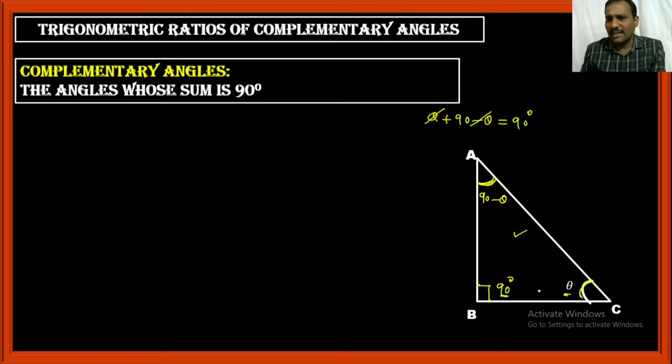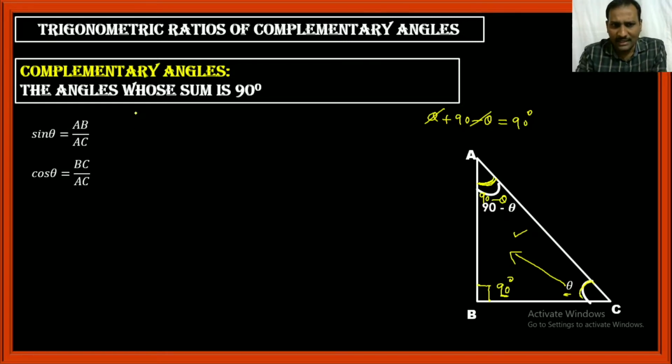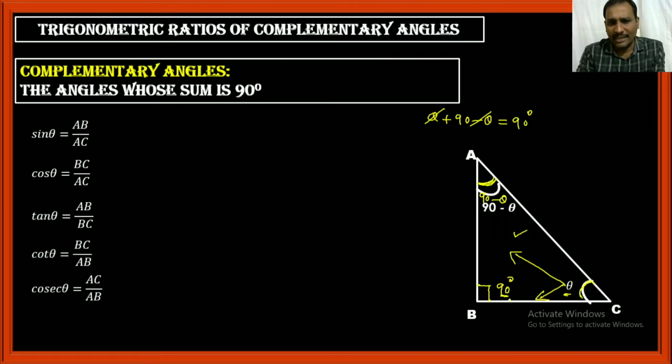Now let us define all the trigonometric ratios with respect to theta. What is the opposite side to theta? Let us define sine theta first. What is sine theta? AB by AC, that is opposite by hypotenuse. Similarly cos theta is adjacent side by hypotenuse. What is the adjacent side to theta? That is BC. So BC by AC. Tan theta is opposite by adjacent, AB by BC. Similarly, cot theta, cosecant theta and secant theta are defined.